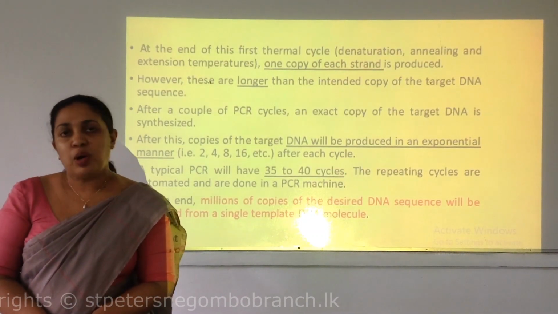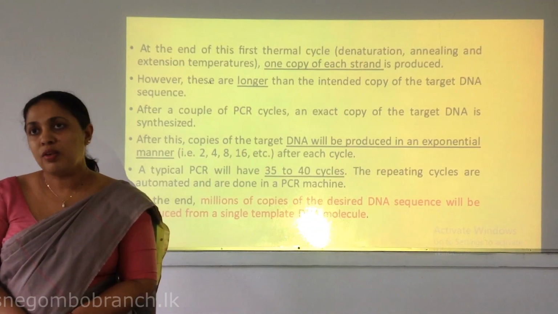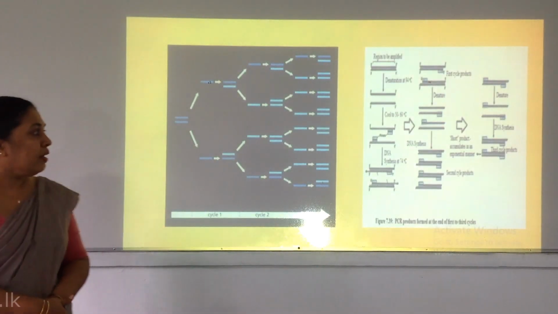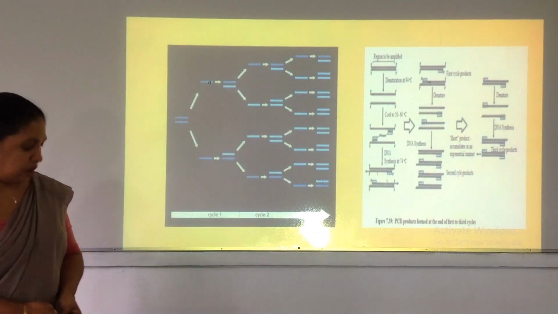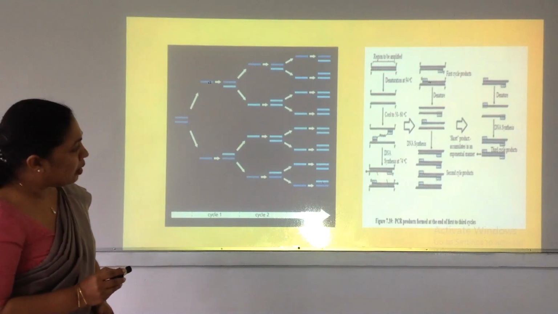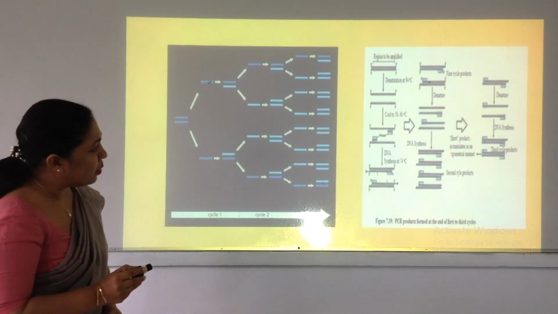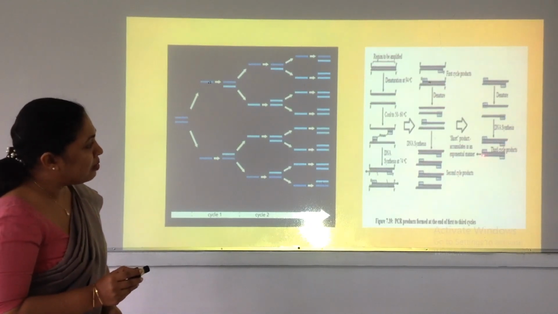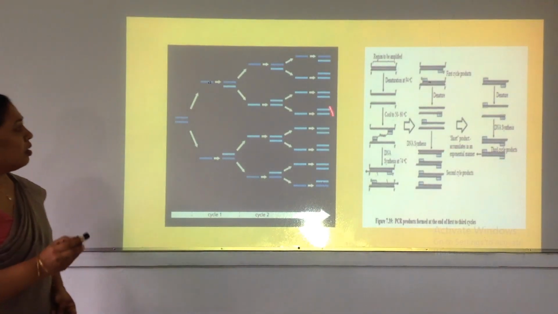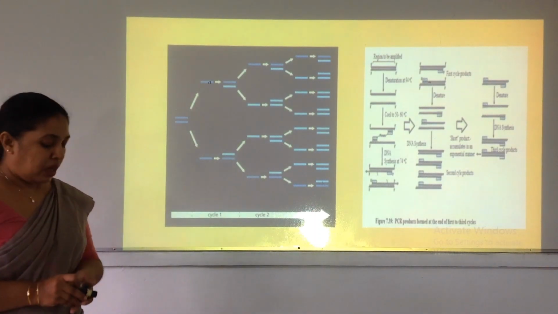And there are about 35 to 40 cycles in the PCR process, and at the end, millions of copies are formed. So this is showing how it grows exponentially, and you can see this is the first cycle. The DNA copy is a bit longer. In the second cycle also it is similar, and in the third cycle only the exact copy is obtained. And here it shows how it is increasing, cycle 1, 2 and 3, exponentially.